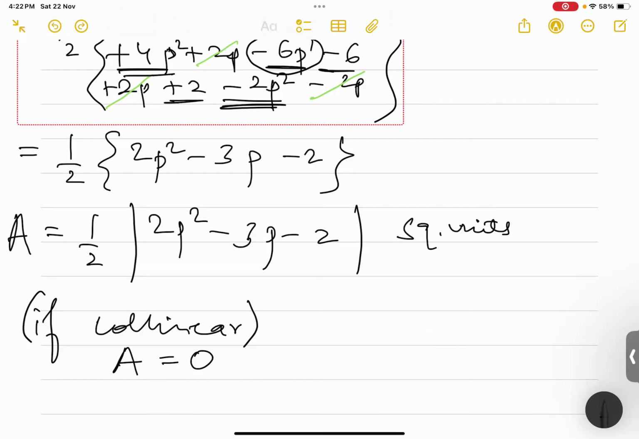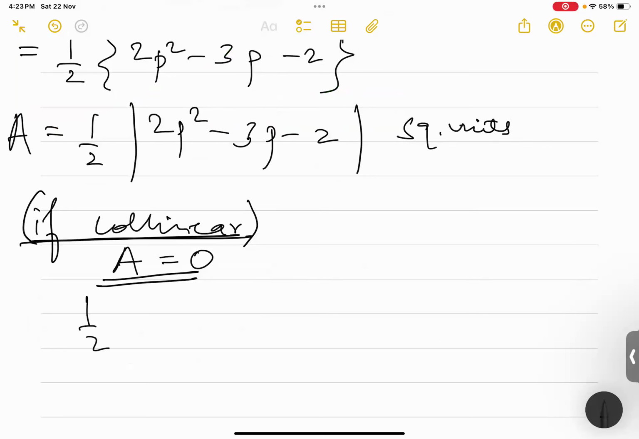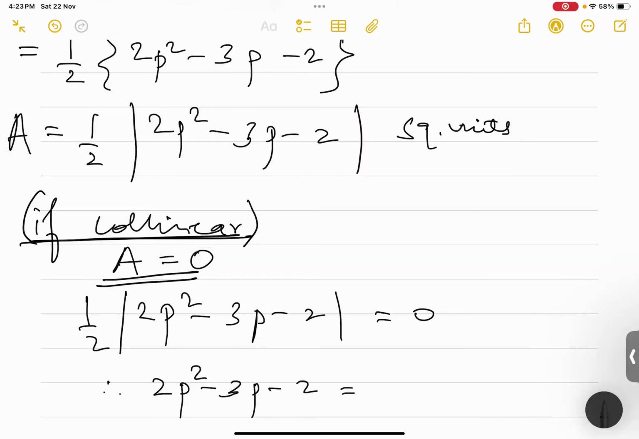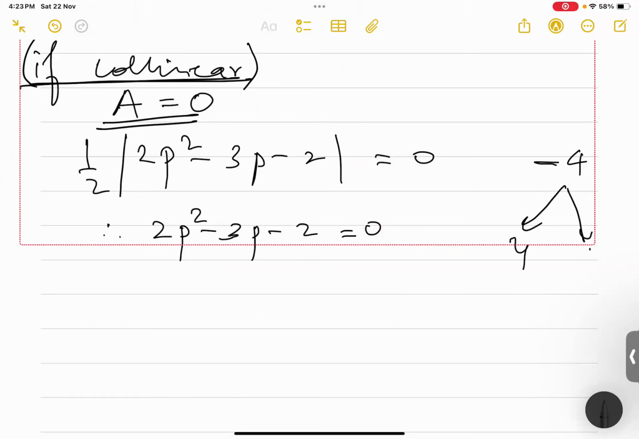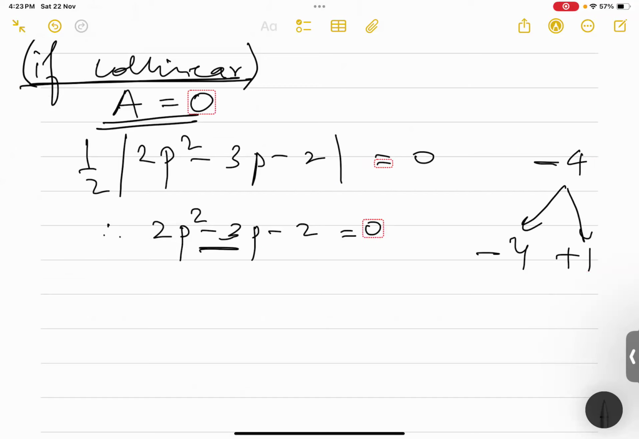Okay. Show that these points are collinear if p is equal to 2 or minus half. So if collinear, A is equal to 0, so half into 2p square minus 3p minus 2 equal to 0. Okay, right? So 2p square minus 3p minus 2 is equal to 0. So we require minus 4 and 1. So this is minus and this is plus. The greater number gets a minus sign.